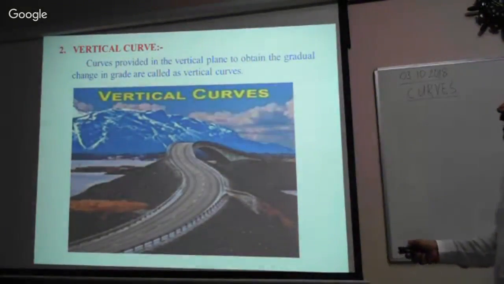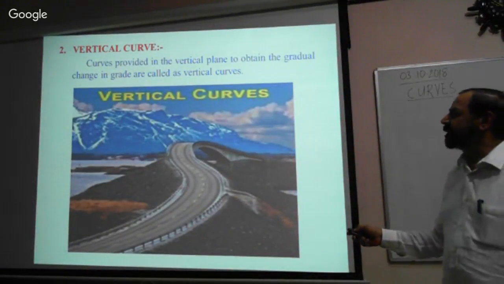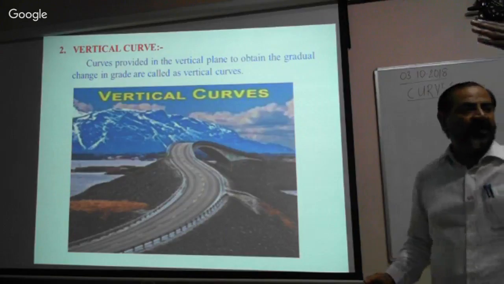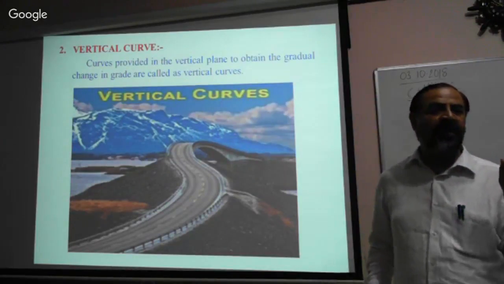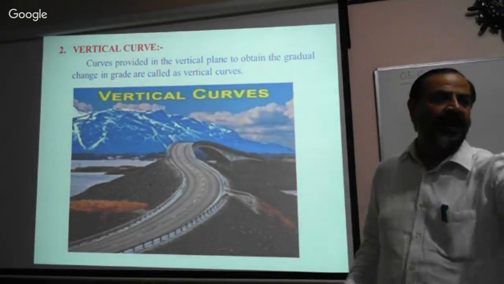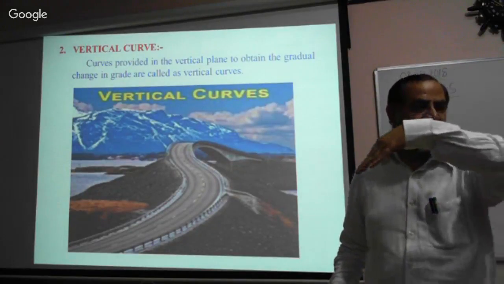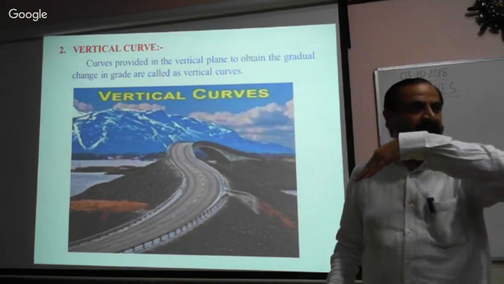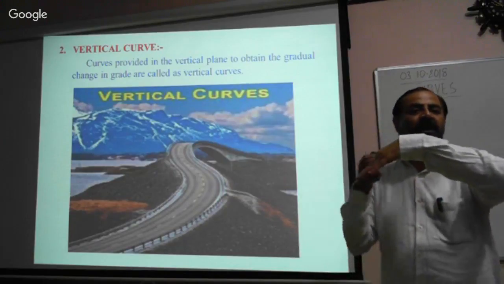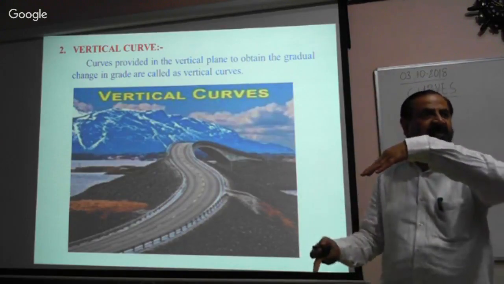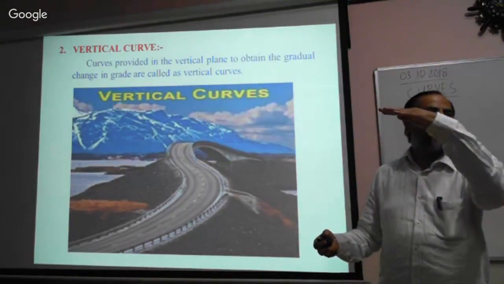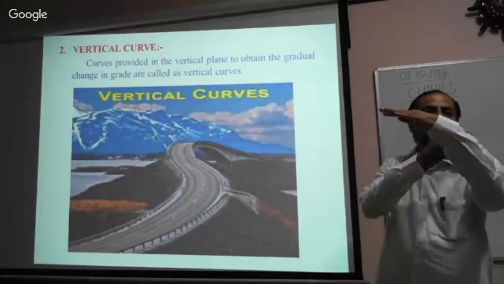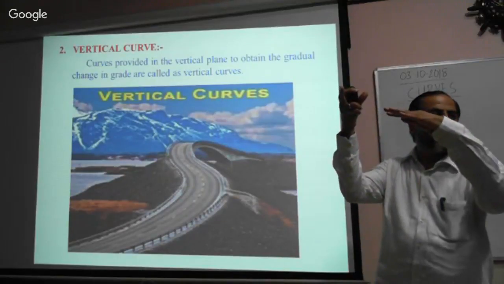And you know the vertical curves. The vertical curves are the curves lying in the vertical plane. That is, a vertical curve means upgrade, downgrade. Isn't it? This is the vertical curve. This is the vertical curve. In the vertical curve, this is upgrade and this is downgrade. Isn't it? Sometimes the vertical curve will be like this. This is upgrade followed by upgrade.